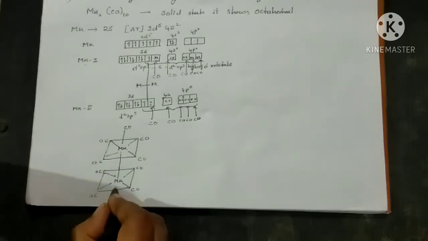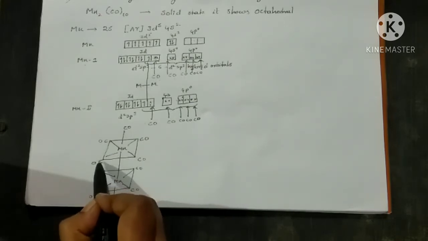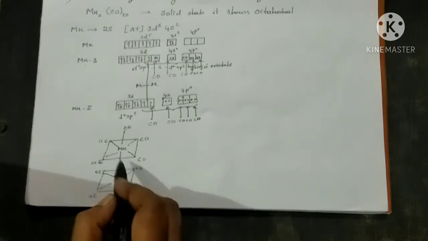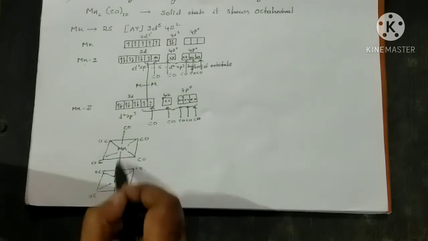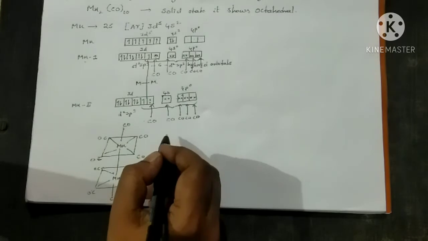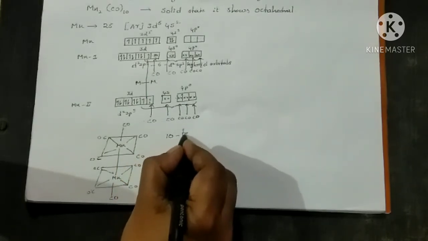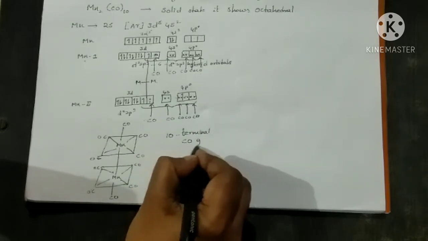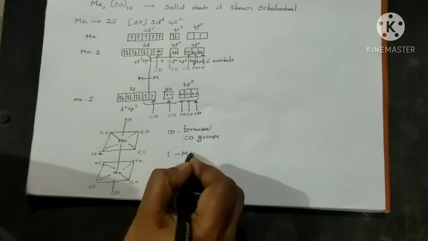Here we can see clearly that each manganese atom is bonded with 5 carbonyl groups: 1, 2, 3, 4, 5, and 1, 2, 3, 4, 5. And we can see one metal-metal bond between the two manganese atoms. From this we can conclude that dimanganese decacarbonyl shows 10 terminal carbonyl groups and one metal-metal bond.